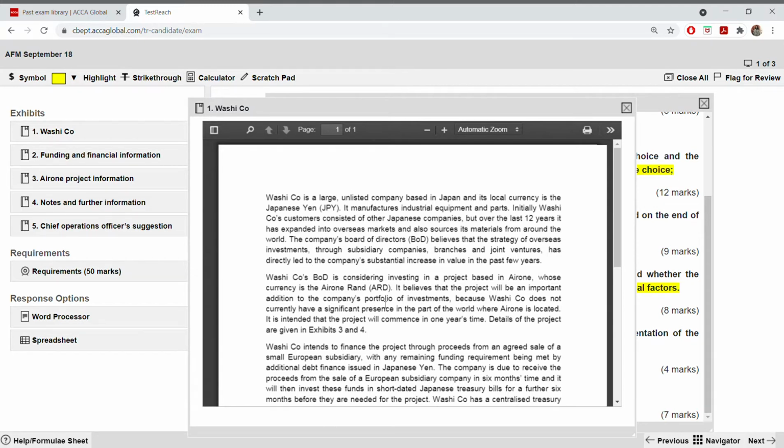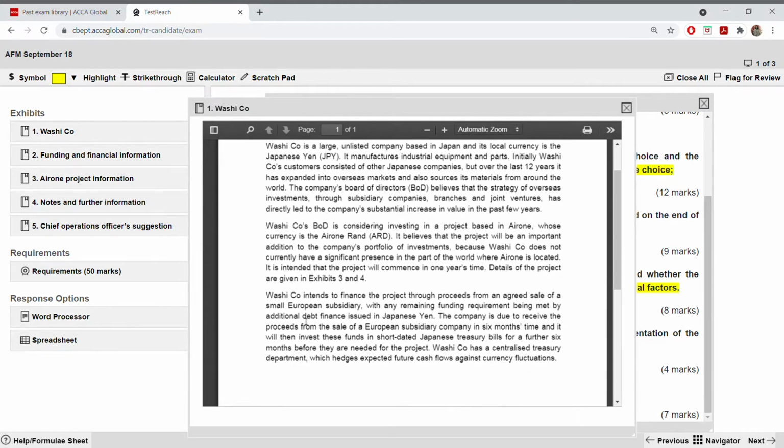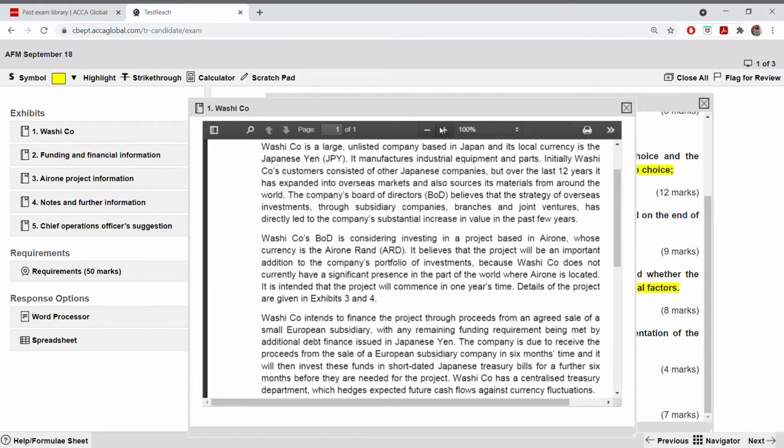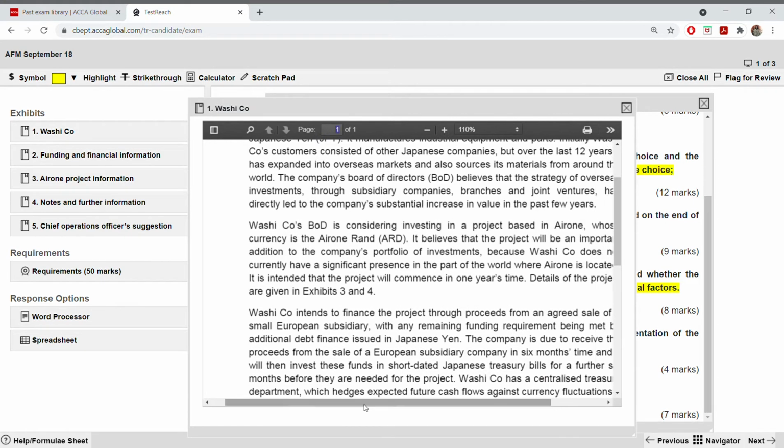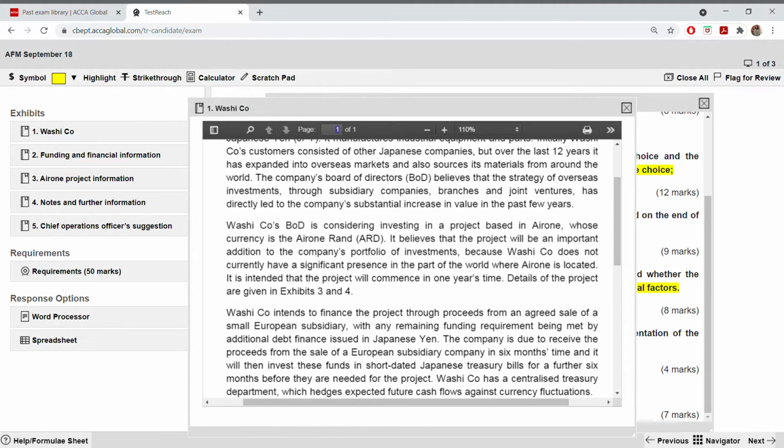Let me zoom this out for you, because this is something you need: the last paragraph of exhibit 1. Washing intends to finance the project through proceeds from an agreed sale of a European subsidiary. How are they going to finance the project? By selling the small European subsidiary, with any remaining funding requirement being met by additional debt finance issued in Japan. The company is due to receive the proceeds from the sale in 6 months' time.